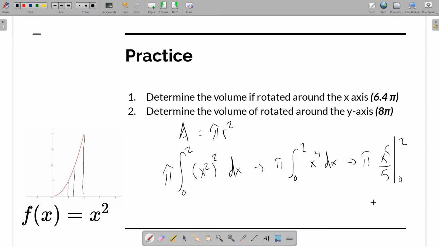And hopefully you can see here that we're going to get 2 to the 5th power over 5 pi minus 0. So that doesn't change anything. And that'll be the volume in whatever units are needed for this question. And when you do that, you end up with that right there as the answer.